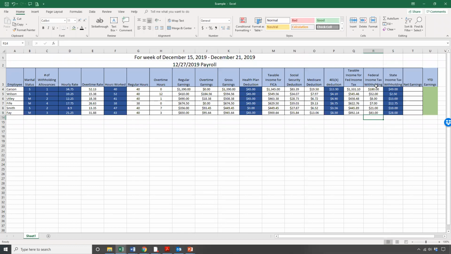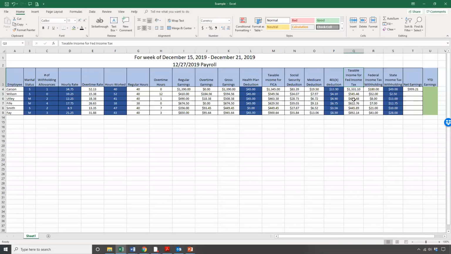All right, the state income tax withholding is already calculated for you because every state is different, so we're just not going to worry about that. So our net earnings, remember, is going to be our gross earnings less our health plan deduction, less the Social Security deduction, less the Medicare deduction, less the 401k deduction, less the federal income tax withholding, and less your state income tax withholding as well. That will give you the net earnings.